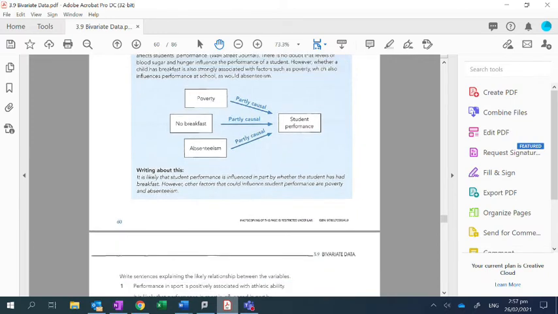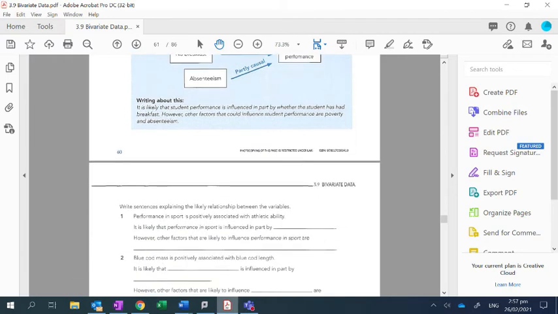So look at how they wrote about this. Here's one you asked about, guys. Listen: it's likely that students' performance is influenced in part by whether the student has had breakfast. However, other factors can include poverty and absenteeism. So it's likely that it contributes, but there are other factors, and then list a couple of them. So is the length of the boat the reason why they caught the biggest fish? No, because remember we had that one big fish caught on the small boat or in shallow water. So no, not always. Just mention that.